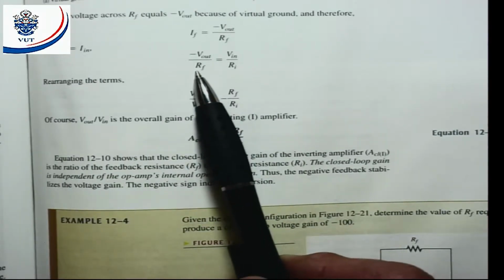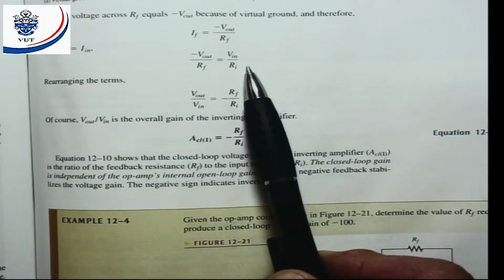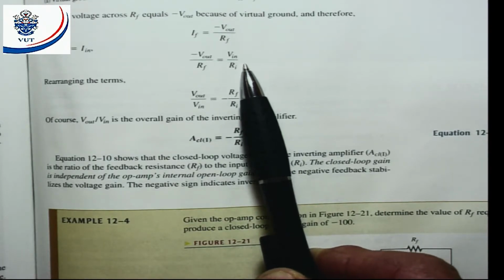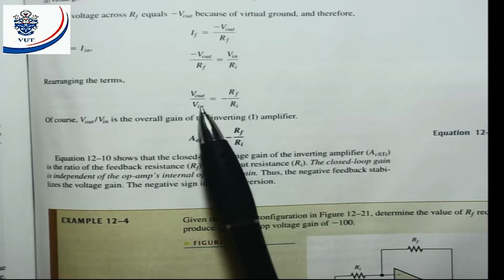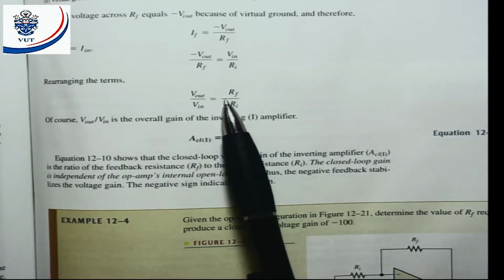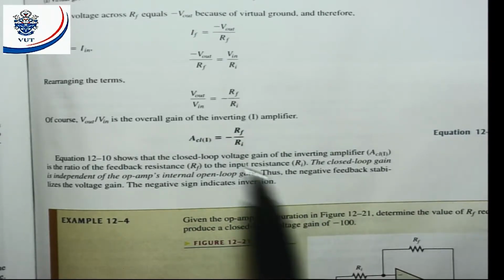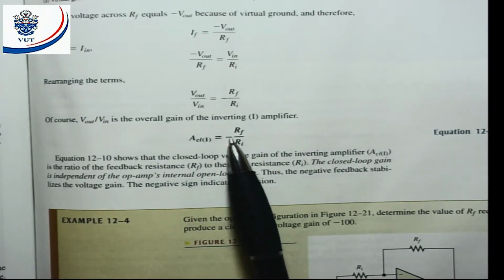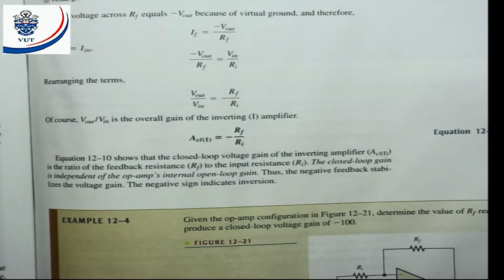Minus VR divided by RF is equal to VN divided by RIN. And we want the voltage gain. How do you determine voltage gain? It's the output voltage divided by the input voltage. That's why I can say V out over V in is equal to minus RF over R in. I repeat, the minus sign indicates a 180 degrees phase shift between the input and the output. There they say the closed loop gain of an inverting amplifier is equal to minus RF divided by R in.